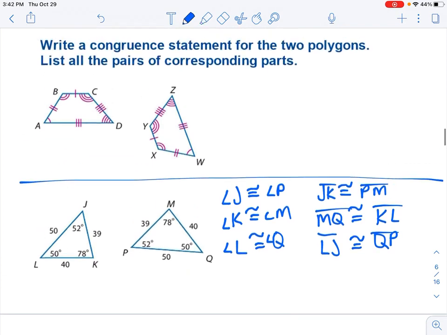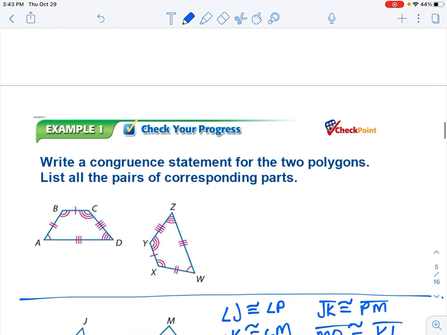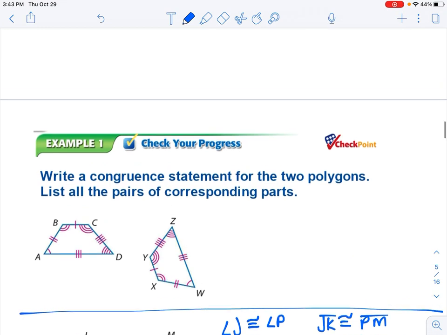We also need to write a congruent statement for the triangles. This time you can just draw a little triangle. So if I go JKL, triangle JKL is congruent to triangle PMQ, 52, 78, 50 as my congruent statement. I'll do the same thing with these trapezoid shapes. Name my congruent angles.